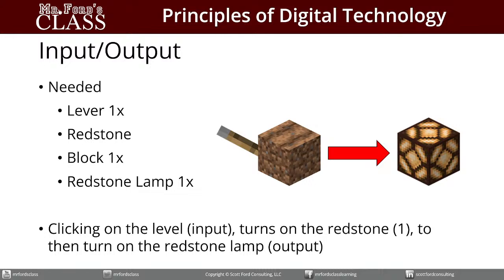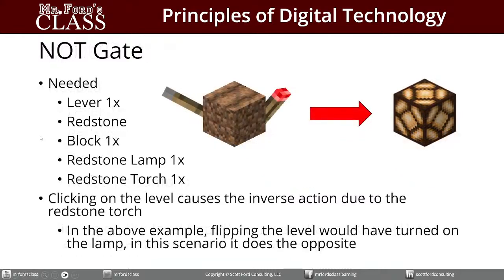So clicking on the lever should be clicking on the lever, misspelled there, turns on the redstone, which turns on the lamp. A NOT gate does the opposite. It flips it around. So it's a switch.